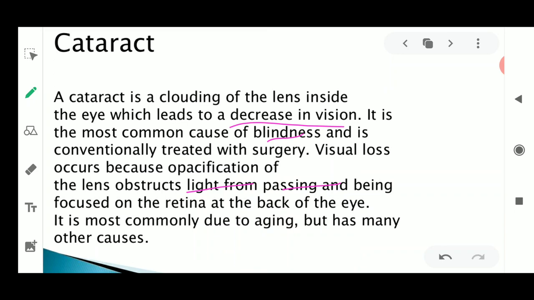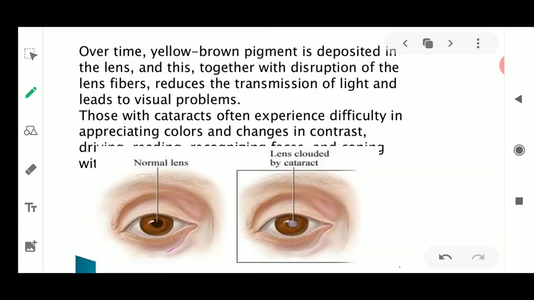So please remember that the cataract obstructs the light entering through the lens, because it is present in between. Fine. Normally the light is focused on the retina at the back of the eye. Cataract is most commonly because of aging and many other causes. I told you that nowadays it could happen to anybody, but in previous times we have seen that only old people had this problem of cataract.